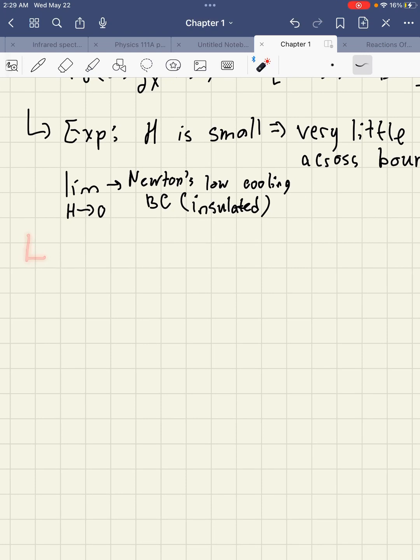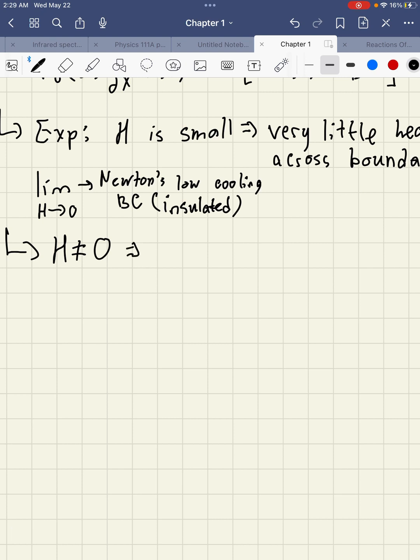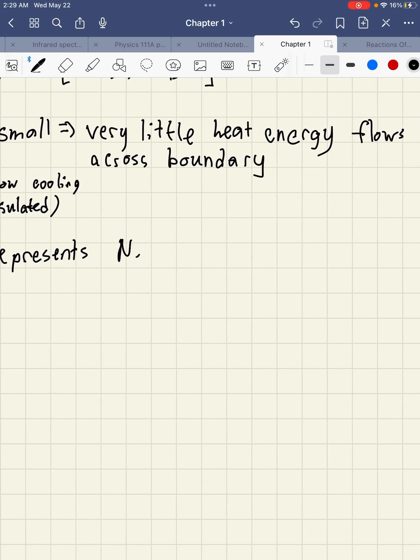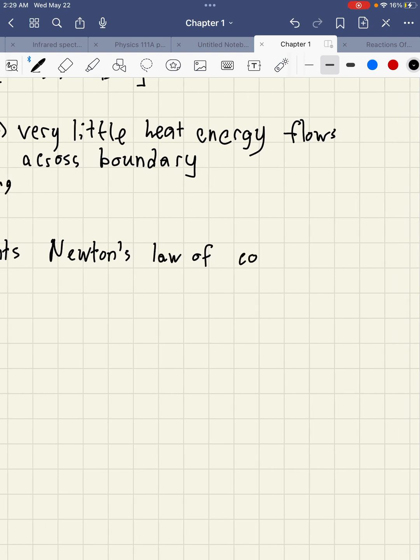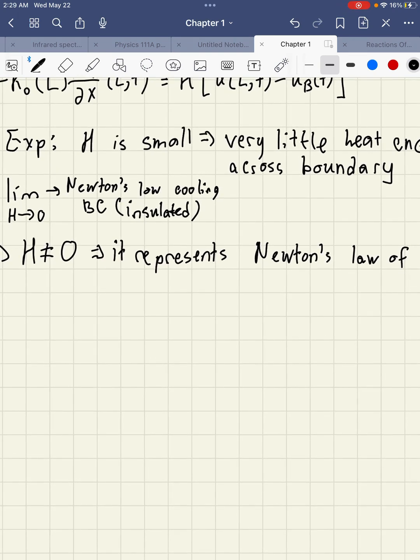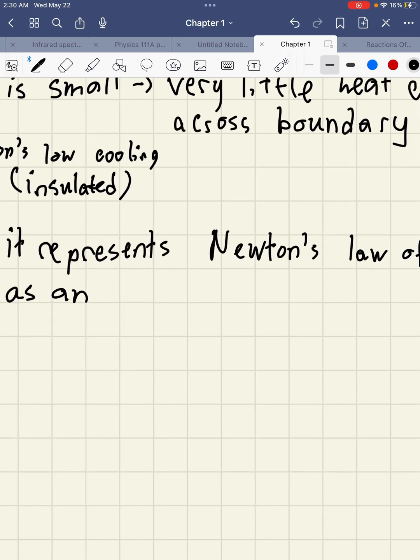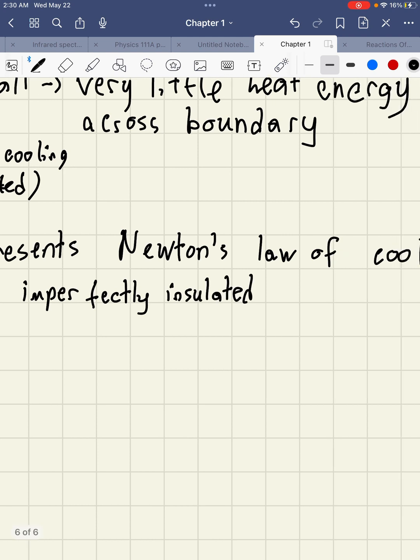Now, for H that is not equal to 0, it represents the Newton's law of cooling as, let's say, not a perfectly insulated boundary, but an imperfectly insulated boundary.